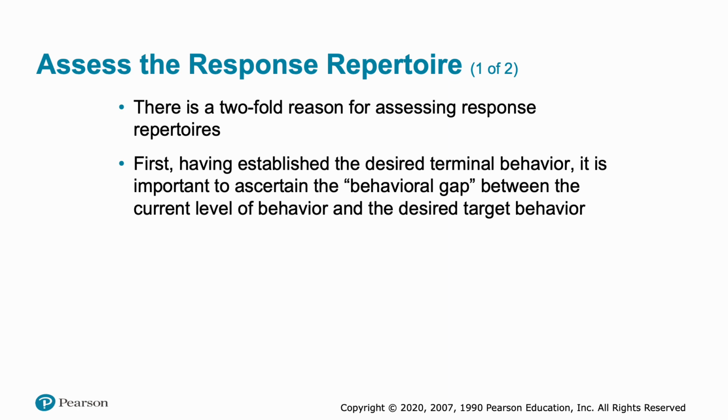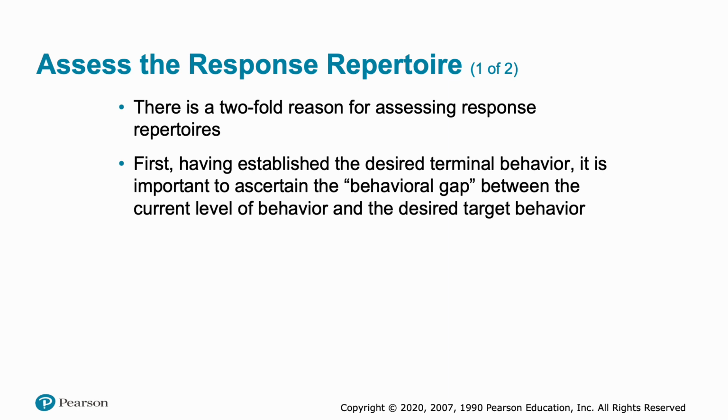So with the example that I gave you about independent work, I want my client to be able to work independently. I want them to be able to complete an entire worksheet and work when I'm out of the room. Well, I need to think where within that range of prerequisite skills, or skills that they can engage in prior to meeting this terminal behavior, where do they fall? And that's how I'm going to be able to figure out where that behavioral gap is.